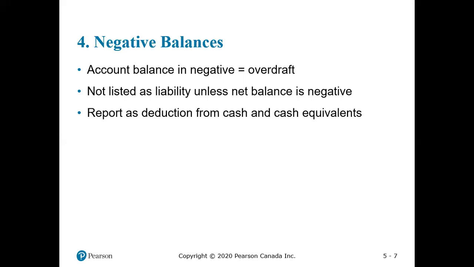But if the negative bank account had a balance of $150,000, then the overall net total of those two bank accounts would be negative $50,000. So it would be shown as a liability. And when it's shown as a liability, it's called bank indebtedness. You would report that as a deduction from cash and cash equivalents.